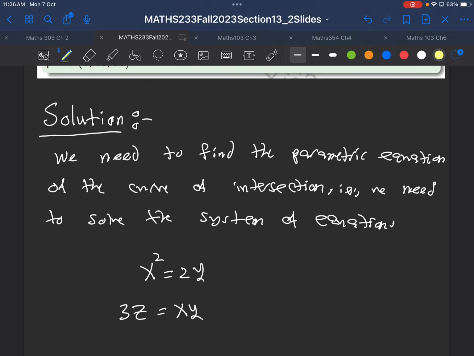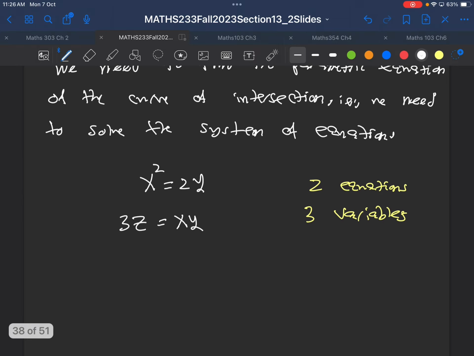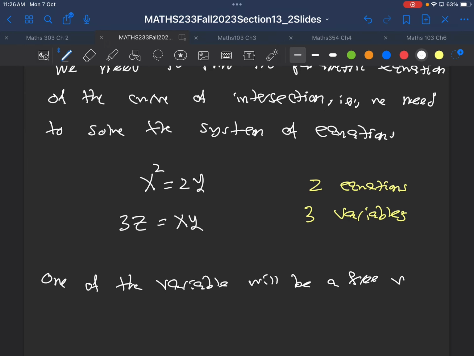Now, there is something we have noticed in this system. It has 2 equations with 3 variables, and that is not something we always would like it to be. So the idea we do here is one of the variables, I will just write it down here, will be a free variable, and we will call it t.